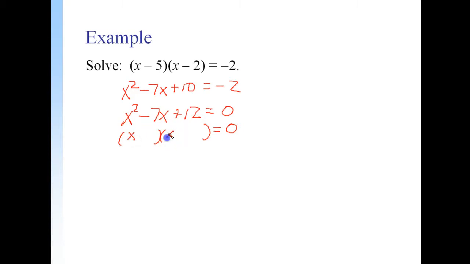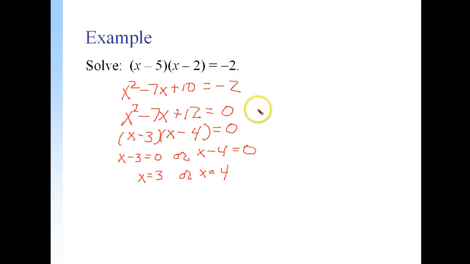So our x is there, and we want a 4 and a 3. Again, I think we've done one like this already. They're both going to be negative. And when we solve it, we're going to say x minus 3 equals 0, or x minus 4 equals 0. And then we end up with x equals 3, or x equals 4.